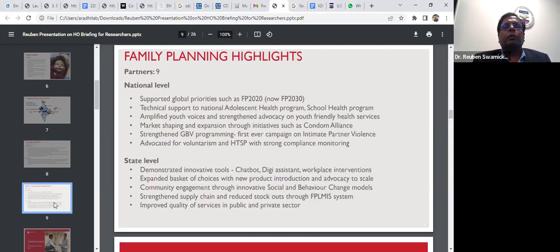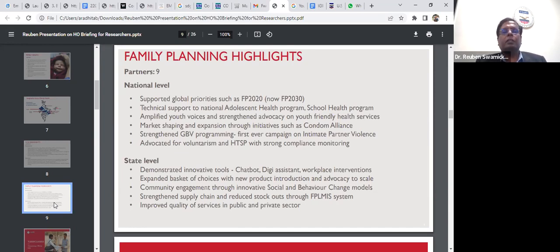So, some of the highlights in family planning. We support the global priorities such as Family Planning 2020, which is now Family Planning 2030. Technical support to the National Adolescent Health Programs, school health programs, amplifying the youth voices, market shaping and expansion through initiatives such as the Condom Alliance. There's actually an Indian Condom Alliance now, to help move the needle on activities in that space.